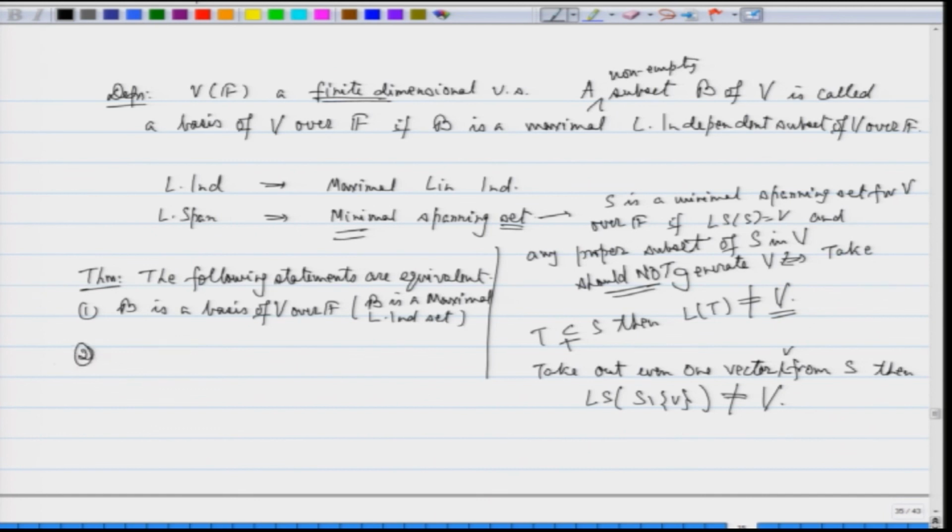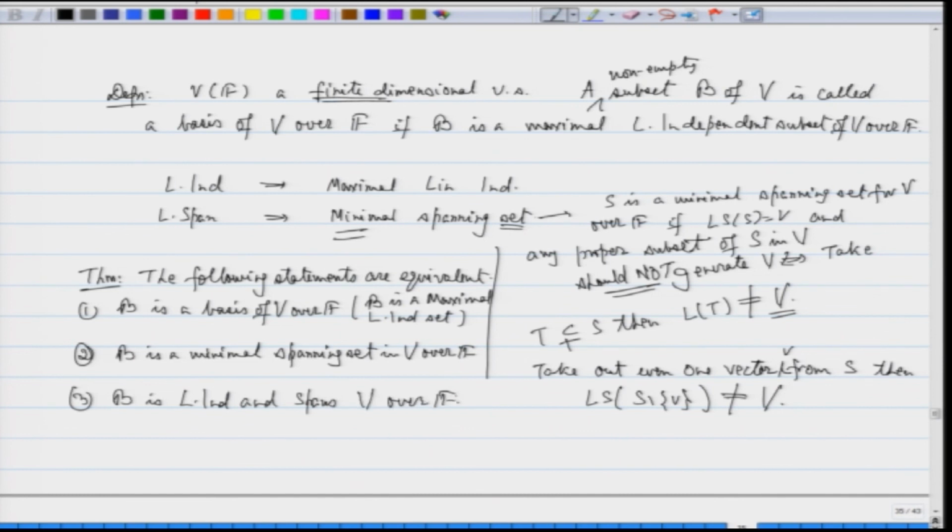Two, B is a minimal spanning set in V over F. Three, B is linearly independent and spans V over F. So, try to understand what I am trying to say. I am trying to relate the different ideas that we had.